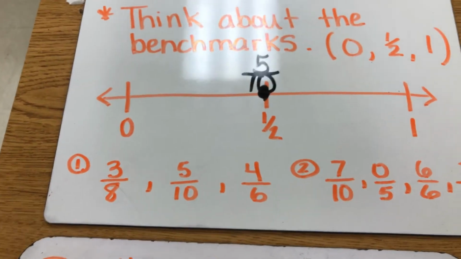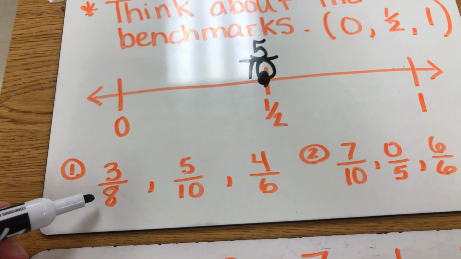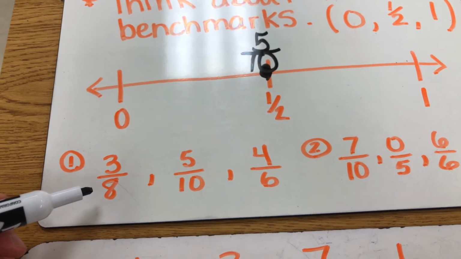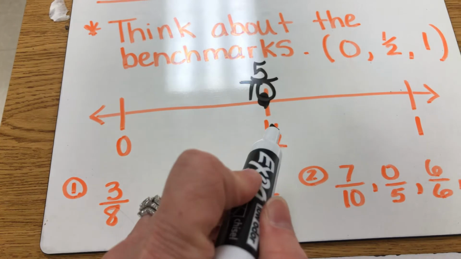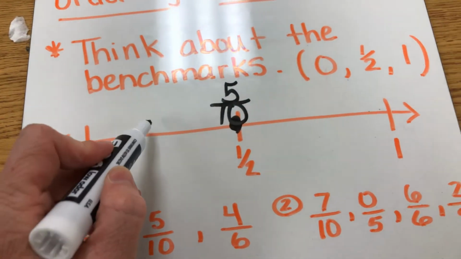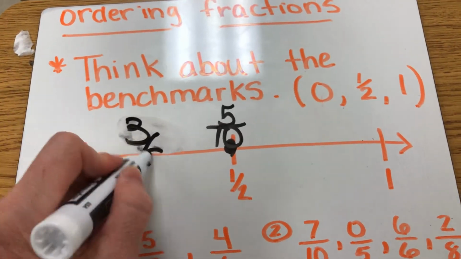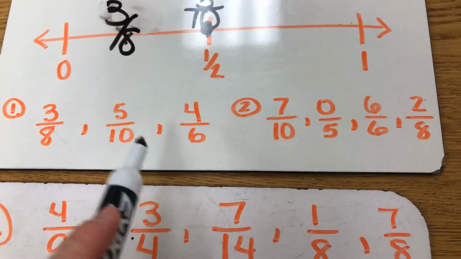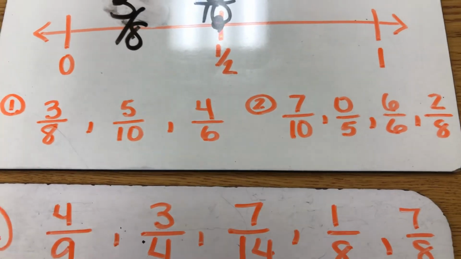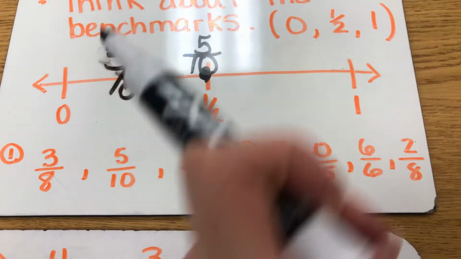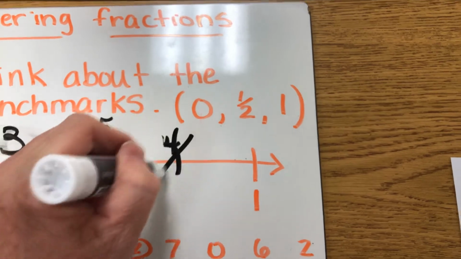Now, what I have to think about is half. 8. What's half of 8? Half of 8 is 4. Anything that's less than 4 is going to go somewhere between 0 and a half, right? Because it's less than half. So we'll just put it on here. 3/8 will go on this side. And then if I have 4/6, what's half of 6? That's 3. Anything that's greater than 3 will go on the other side, or if it's less than 3 would go on the 0 to half side. So this is actually over here, so this would be 4/6.